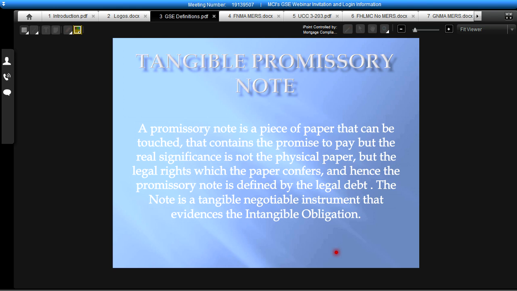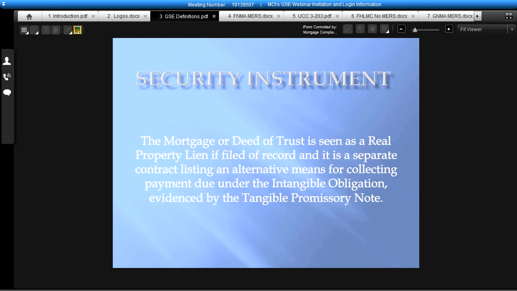Security instrument. The mortgage or deed of trust, or if you're in the state of Georgia, the security deed, is seen as a real property lien if filed of record. Again, if filed of record. And it is a separate contract listing an alternative means for collecting payment due under the intangible obligation, evidenced by the tangible promissory note.